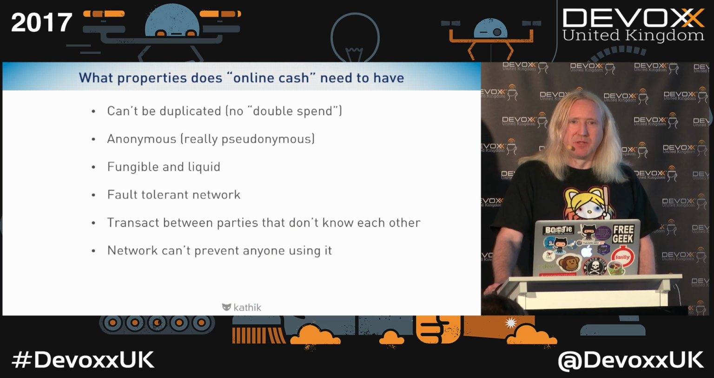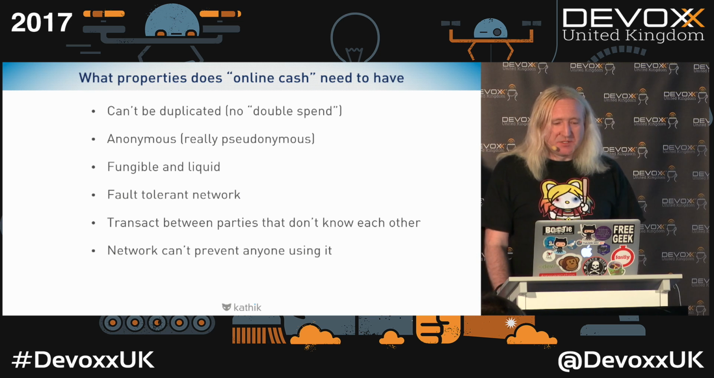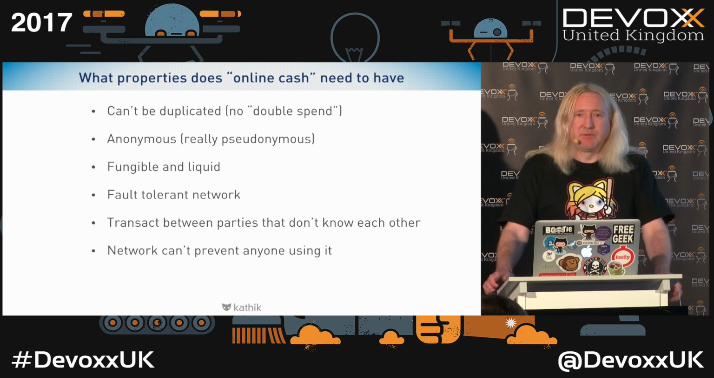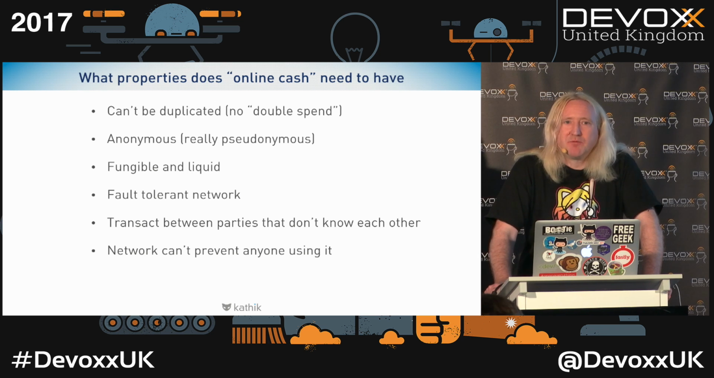It should be fungible and liquid, by which I mean it should be exchangeable for any form of goods and services, and it should be readily accepted. If it's network-based, then the network has to be fault-tolerant. This stuff has to work. It's going to be used for transactions for essentially all of human behavior, so the network had better work.